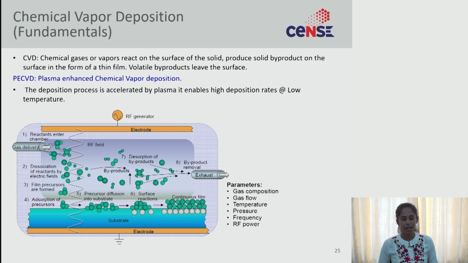Okay, so again here the same thing. Plasma generation is the same thing. We have a pair of electrodes. We will apply RF power, radio frequency power, to that so that the electric field will generate. Because of that the plasma will generate.